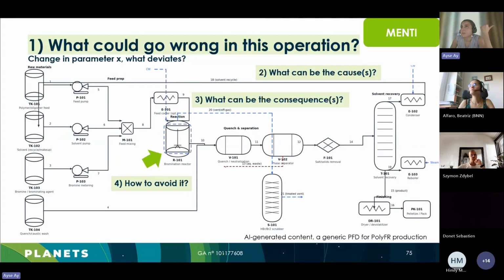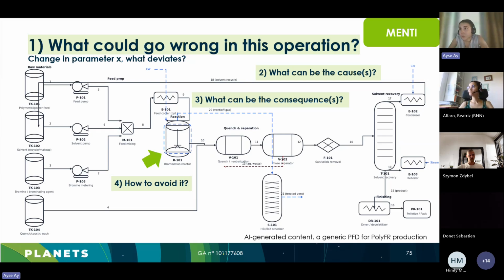So we talked about what could go wrong in this operation. Then the next question is what can be the cause? The third question, what can be the consequences? And the last question is how to avoid it. When we answer all these questions, we are essentially completing a mini HAZOP study.